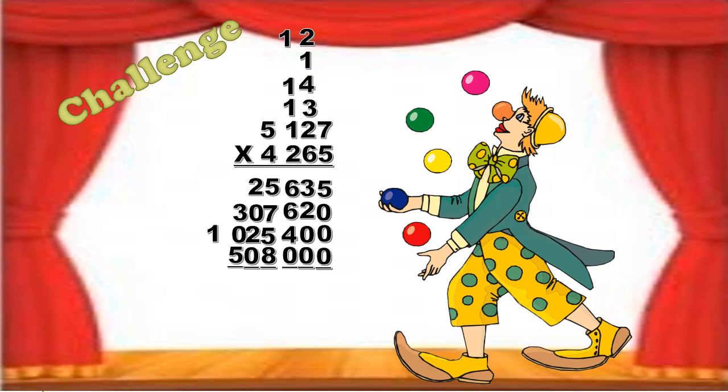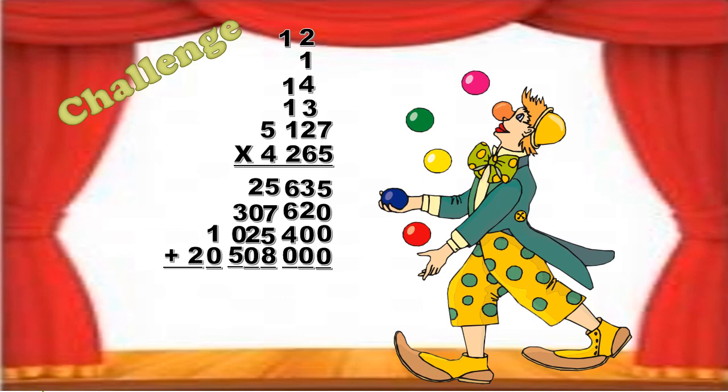4 times 5 equals 20. Regroup 20 as 0 millions and 2 10 millions. Place your 0 millions under your millions column. Place your 2 10 millions under your 10 millions column. You now add your partial products.